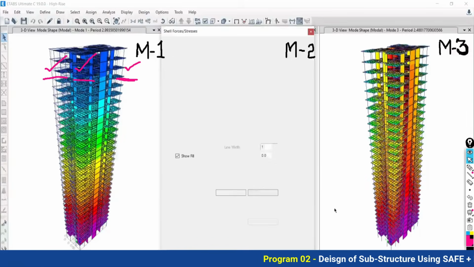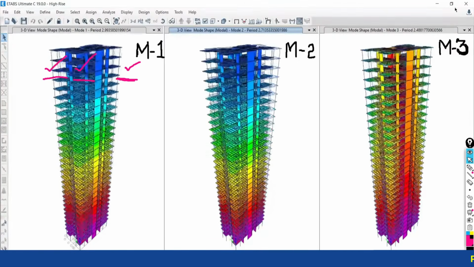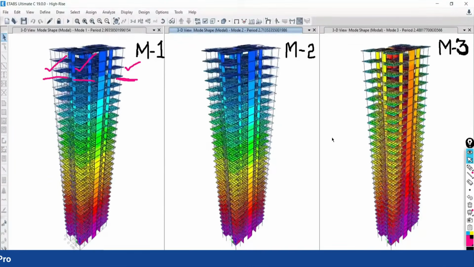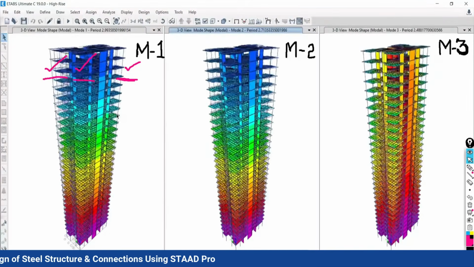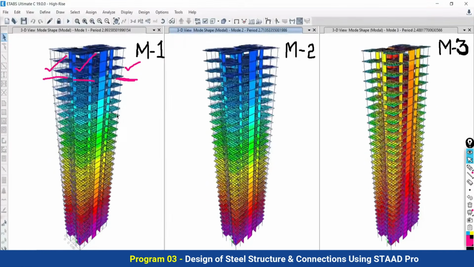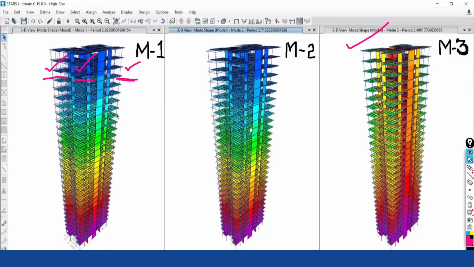And stability check, we are going to check whether our structure is stable or not with respect to torsional irregularity. Our IS code says that in mode 1 and mode 2, there should be translational movement only. In the third mode, there should be rotation. If it is so, then it is acceptable. If not, then there is a problem and it is not acceptable. So how to check it, how to correct your framing, that we will discuss in detail in our program.